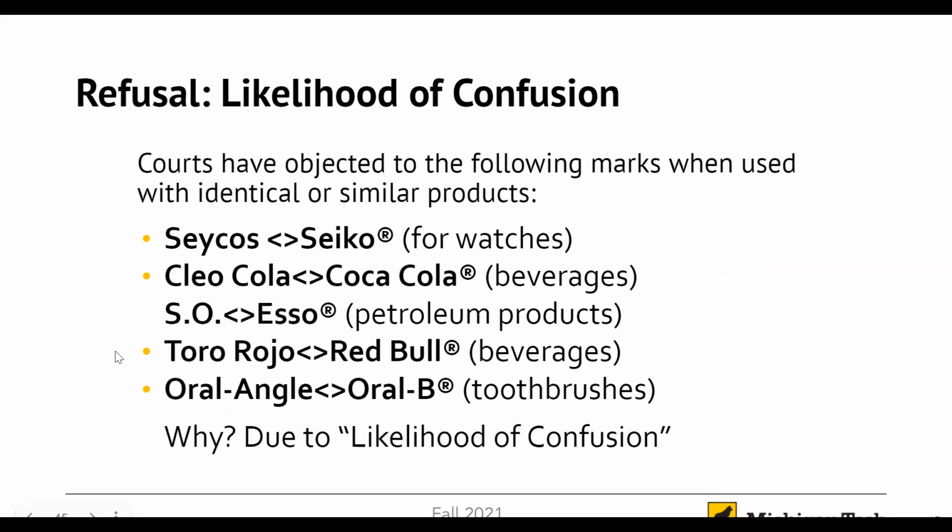So we have a couple of examples here. Seikos and Seiko for watches, Coca-Cola and Coca-Cola for beverages, Esso and Esso, petroleum products, Toro Rojo and Red Bull. Even though it's Spanish and English, these were still confusing. Oral Angle and Oral B, similar enough. So these were all denied because there was a likelihood of confusion, and these marks are all operating within the same marketplace. They have the same products or services.